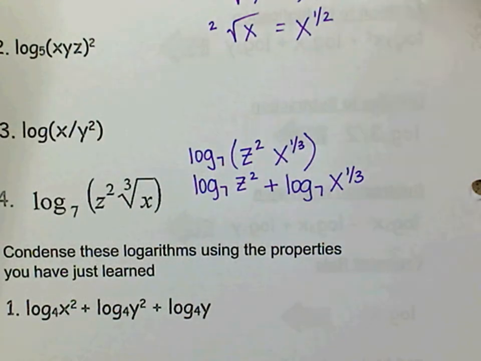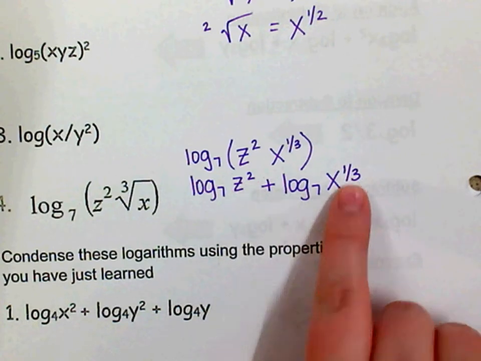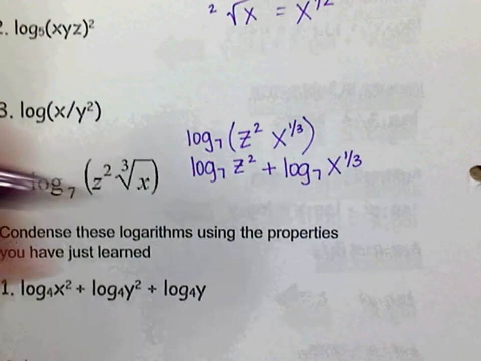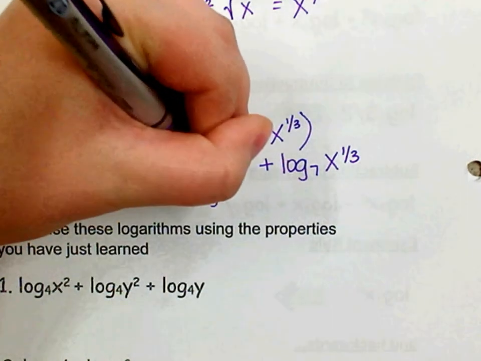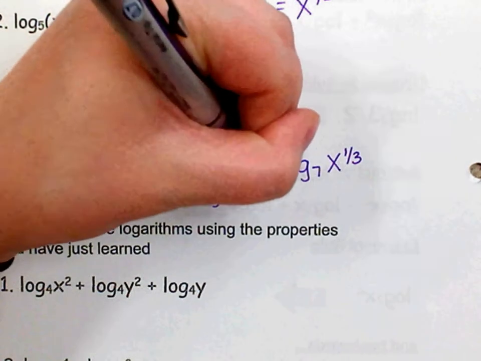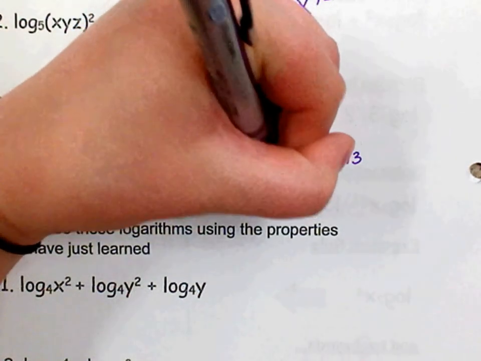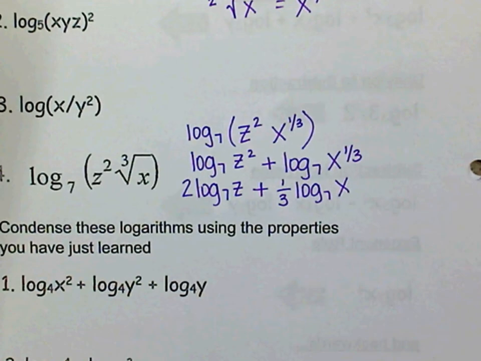Now, the last step that you always do when expanding is to look at your exponents. Both of these have exponents. I'm going to need to move those out to the front. So this will become 2 log base 7 of z plus 1/3 log base 7 of x. And that will be your final answer there.